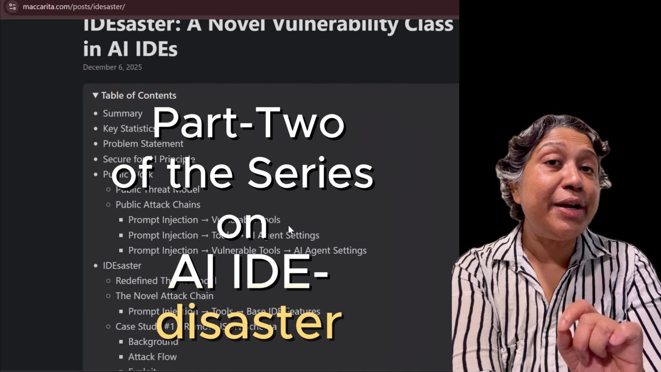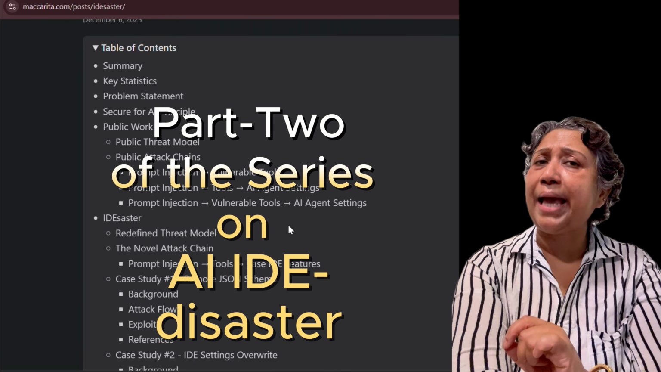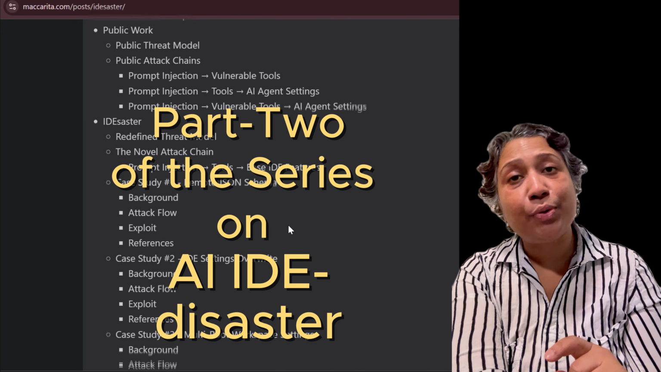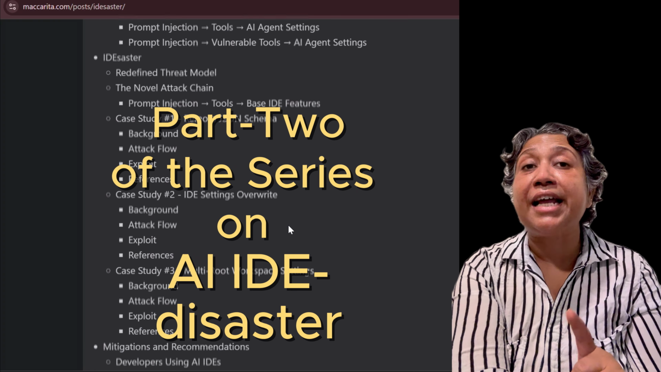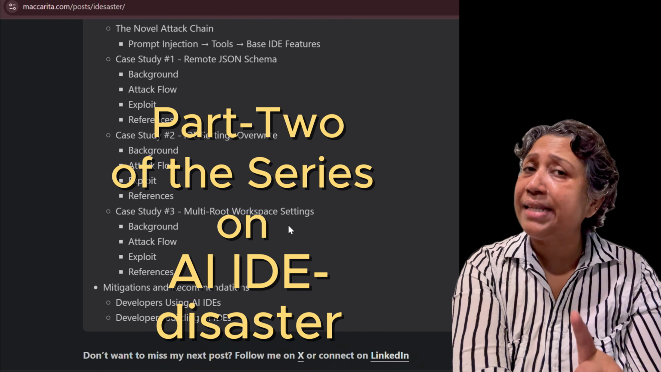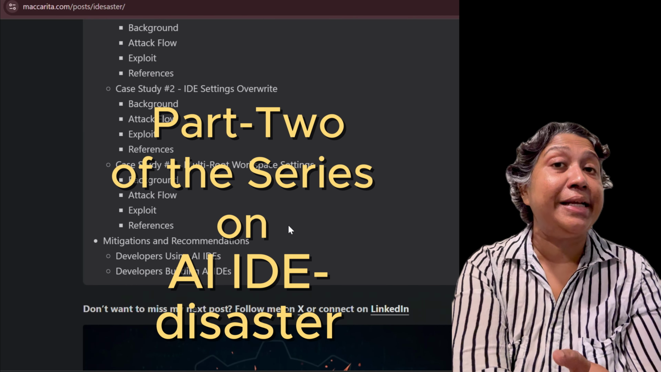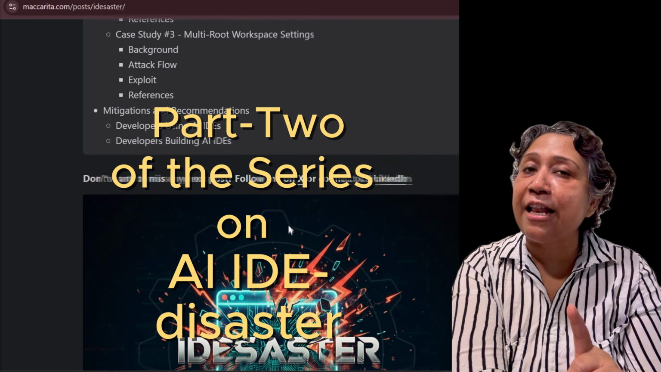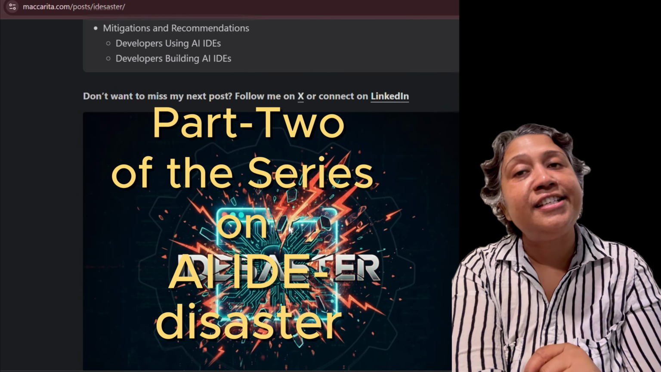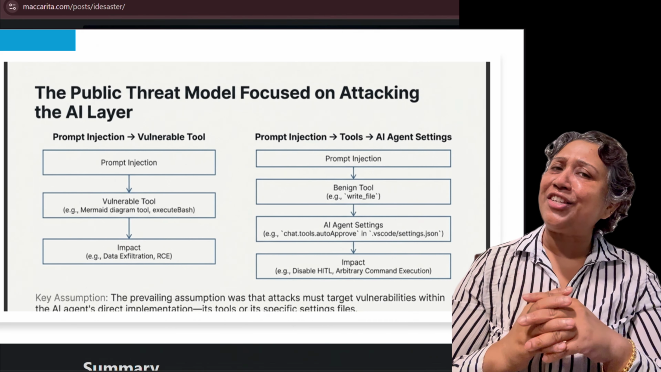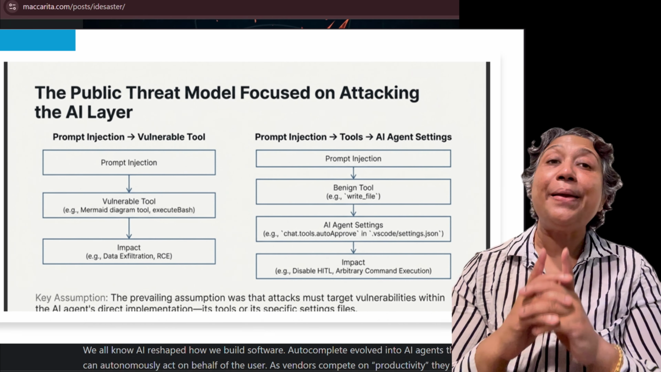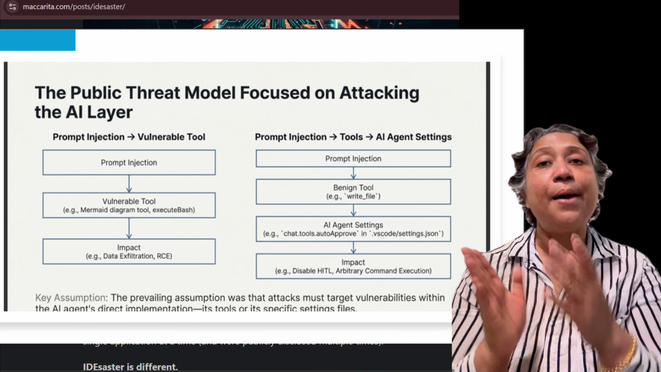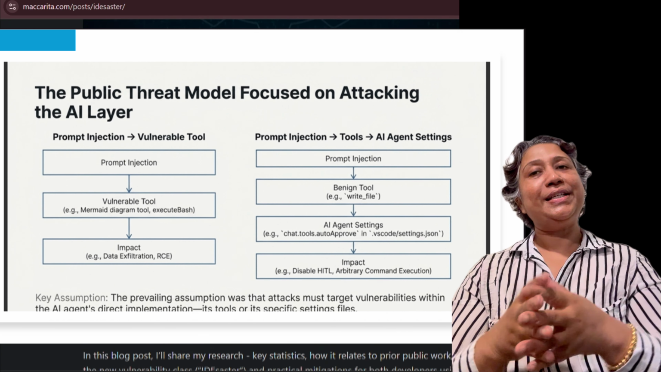Before we dig deeper into the new attacks, let's recap what we thought the threats were. Until IDEsaster came to light, security researchers and developers did know about some vulnerabilities in AI coding assistants, but they all focused on the AI layer itself, not the underlying IDE. This slide likely sketches out that public threat model, basically the known ways to attack AI in IDEs prior to this research. So what did that include?